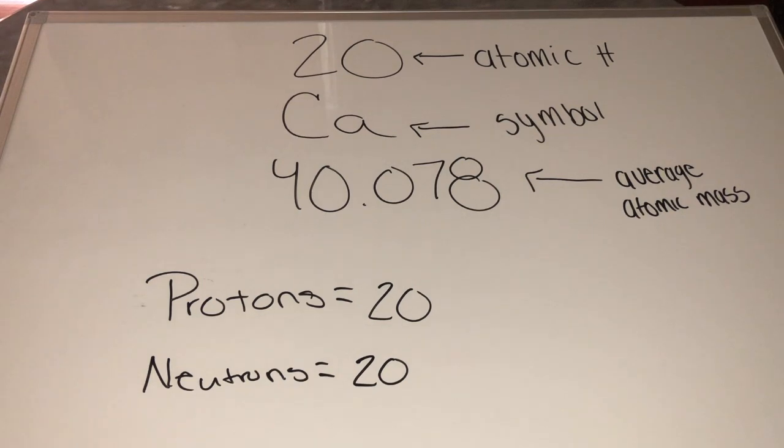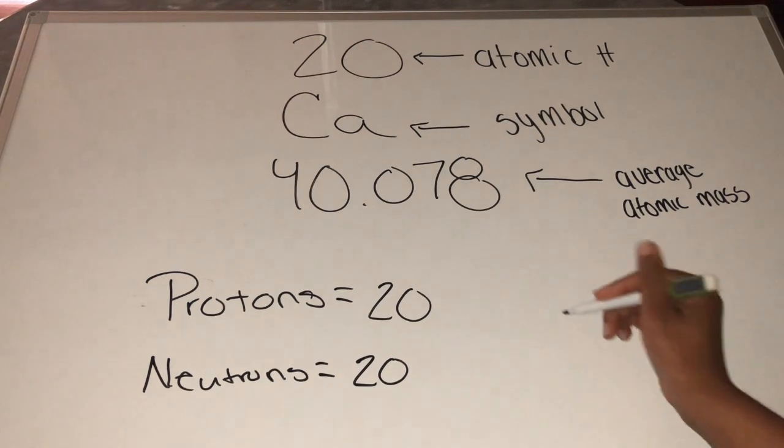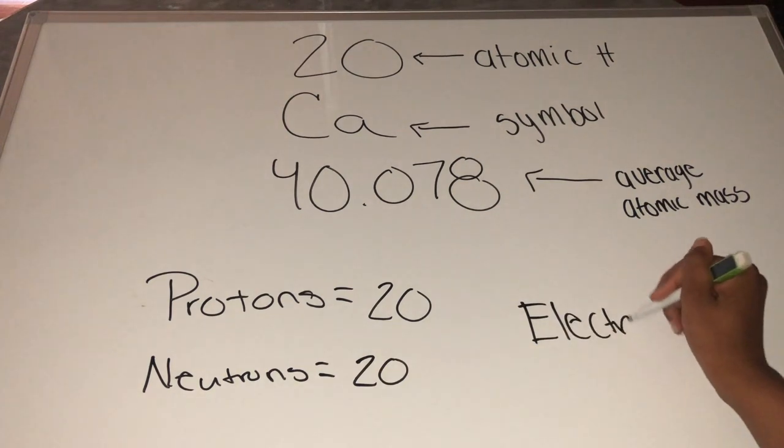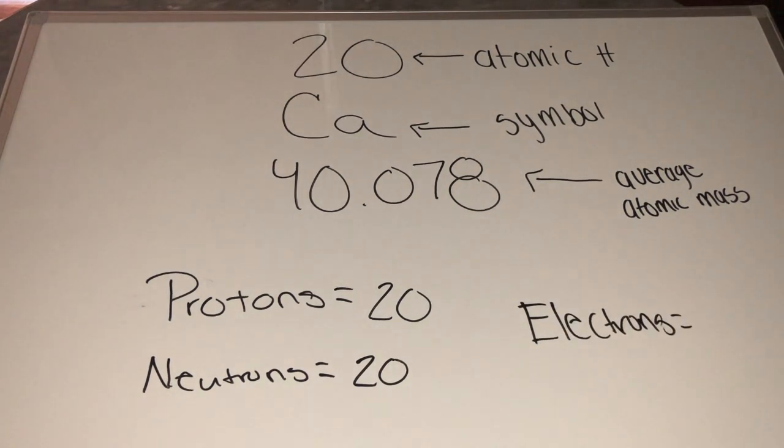And then for electrons, it's the atomic number minus the charge, but in this case, we don't have a charge on calcium because we don't see a 2 plus or a 3 plus. So in that case, when it's a neutral atom, it's equal to the number of protons. So it would be 20 electrons again.